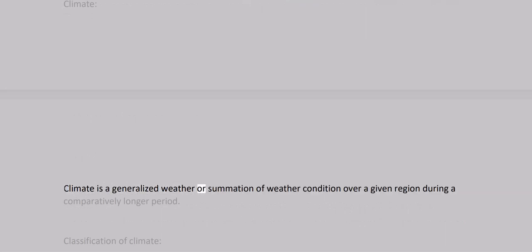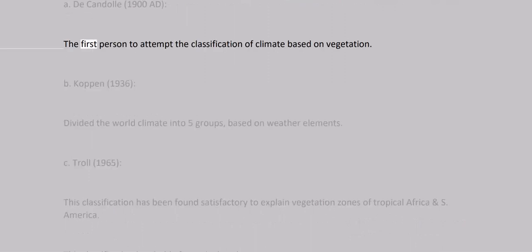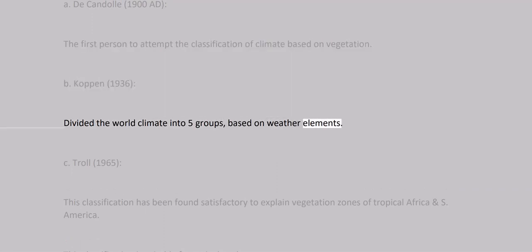Climate is a generalized weather or summation of weather conditions over a given region during a comparatively longer period. Classification of climate: A. De Candolle, 1900 AD, the first person to attempt the classification of climate based on vegetation. B. Koppen, 1936, divided the world climate into 5 groups based on weather elements.